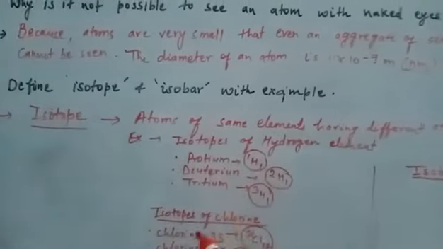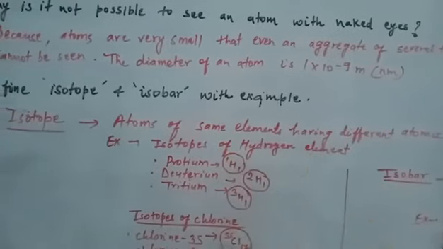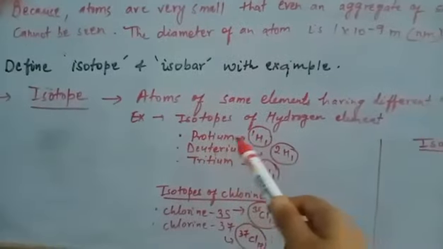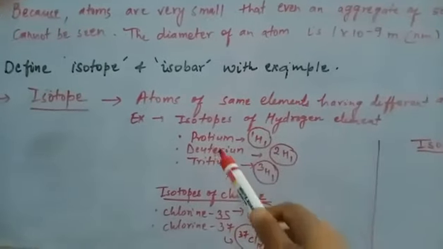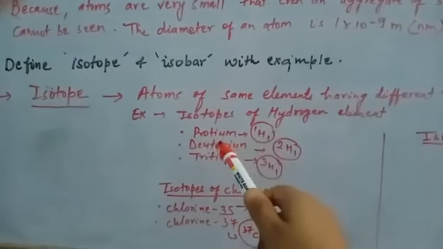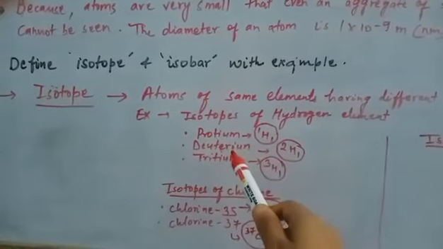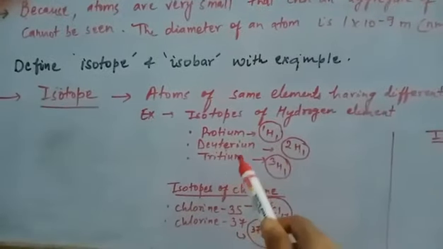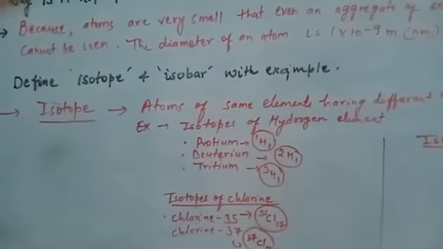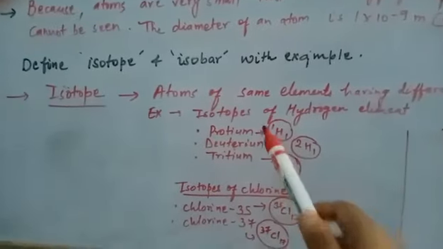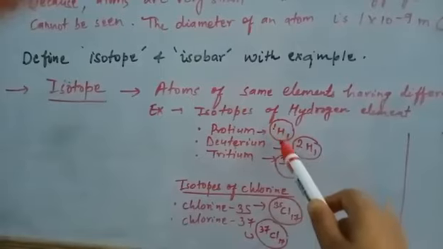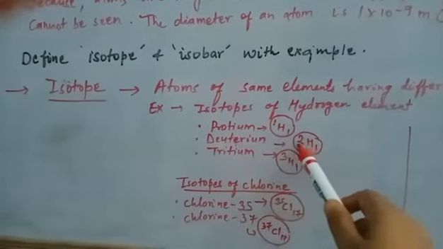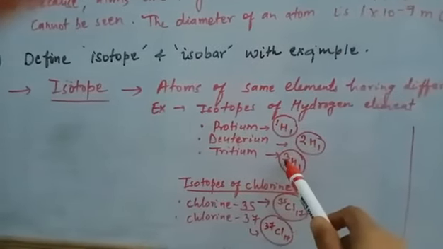So you can just give the examples. Isotopes of the hydrogen element you can give: protium, deuterium and tritium. Protium is an isotope of hydrogen, deuterium is also an isotope of hydrogen, and tritium is also an isotope of hydrogen. If we see the atomic masses, protium has atomic mass 1, deuterium has atomic mass 2 u, and tritium has atomic mass 3 u.